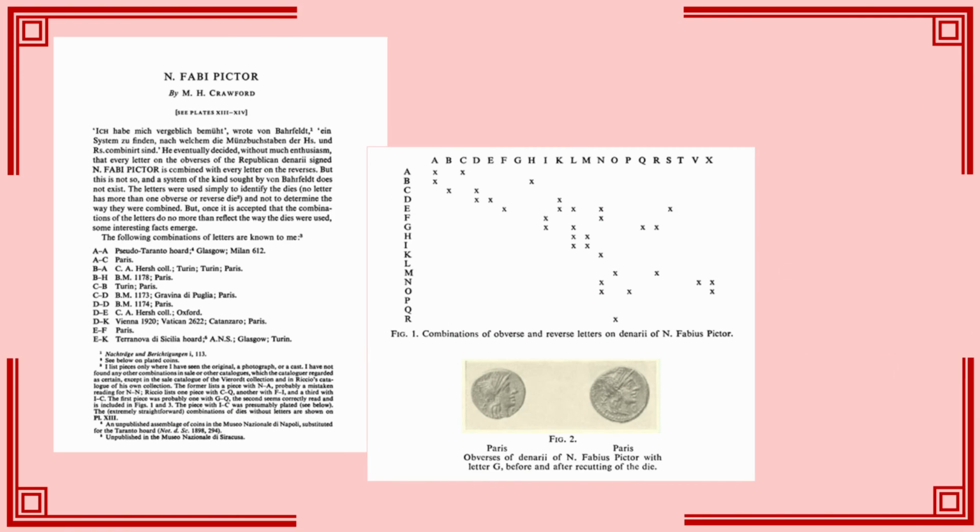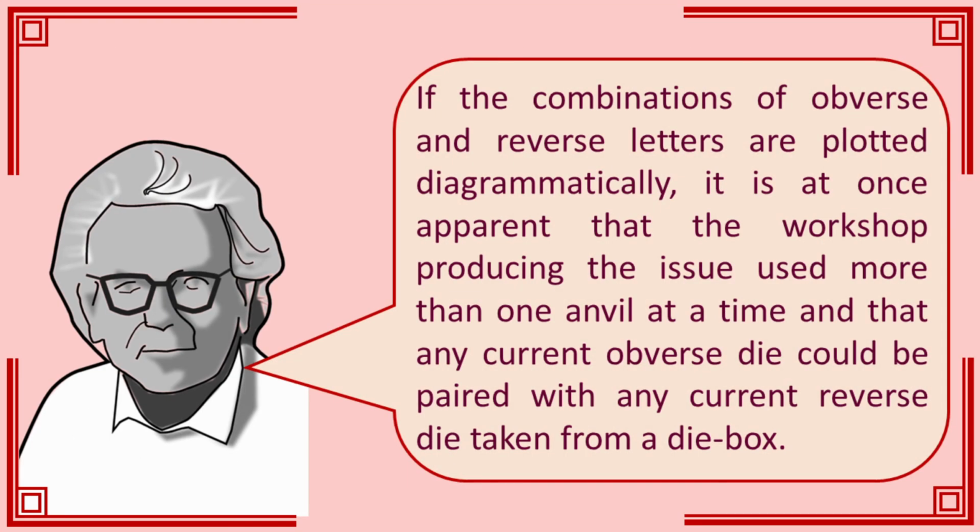There was a pattern to the combinations. He did this using a chart because, 50 years ago, checkerboard and workstation diagrams weren't really a thing yet. And he wrote: "If the combination of obverse and reverse letters are plotted diagrammatically, it is at once apparent that the workshop producing the issue used more than one anvil at a time, and that any current obverse die could be paired with any current reverse die taken from a die box."